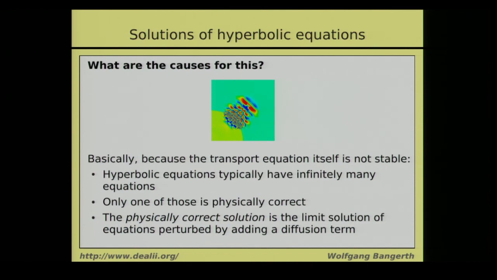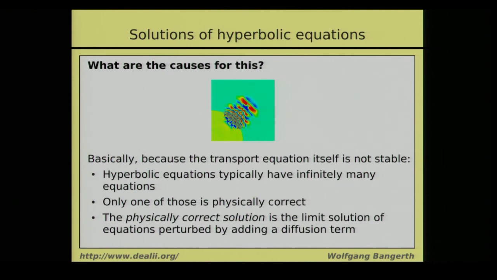So like I said, let us think about the causes for these sort of oscillations. And it turns out that the causes are not actually inherent in the discretization, but that we have to go back to the original equation to understand some of this. Namely, it turns out that these hyperbolic equations of first order typically have infinitely many solutions. This is not what I should say. These equations have infinitely many solutions. Many of them, or all of them with the exception of one, are physically not correct.